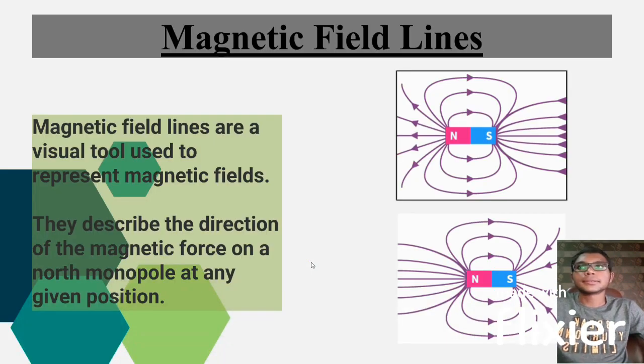Magnetic field lines. Magnetic field lines are a visual tool used to represent magnetic fields. They describe the direction of the magnetic force on the north monopole at any given position.